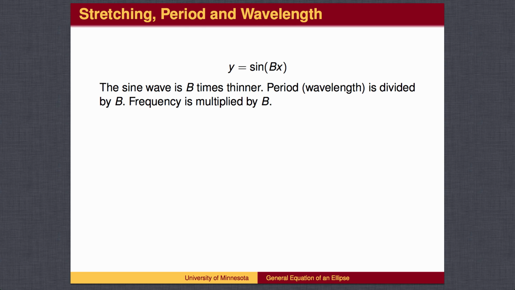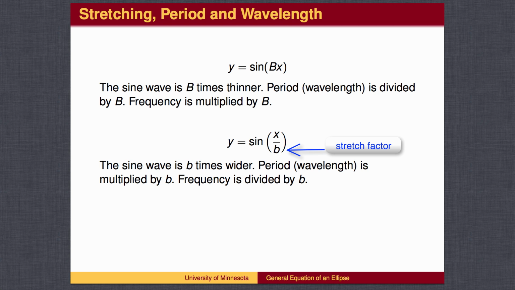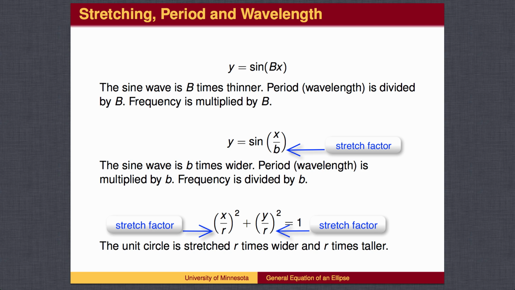Recall that a multiplier inside the parentheses with the x makes the waves thinner. If instead we divide, the wave will become wider. The same is true for the circle. We can think of a circle with radius r as a circle of radius 1 that has been stretched by a factor of r both horizontally and vertically.